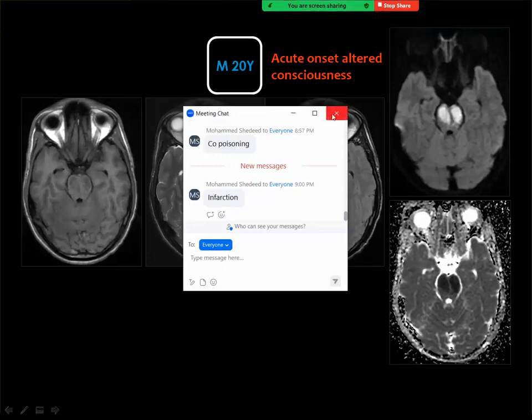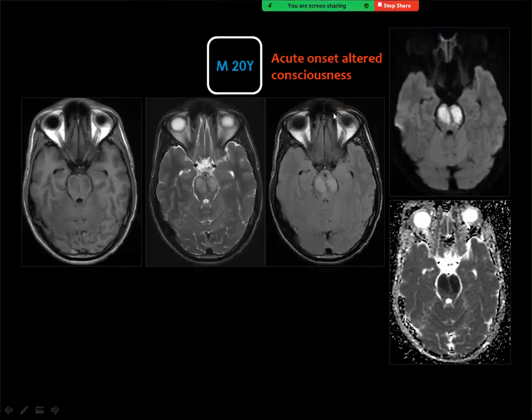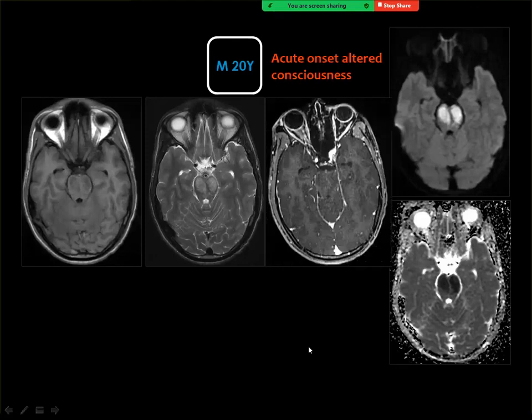Yes, and the answer is right. These are infarctions in the brainstem. Always think of the lesions that cause diffusion restriction to be infection or acute ischemic insult. Sometimes the lymphoma can cause diffusion restriction. In this case, you got bilateral midbrain and pontine infarctions, and the underlying cause is occlusion of the basilar artery.